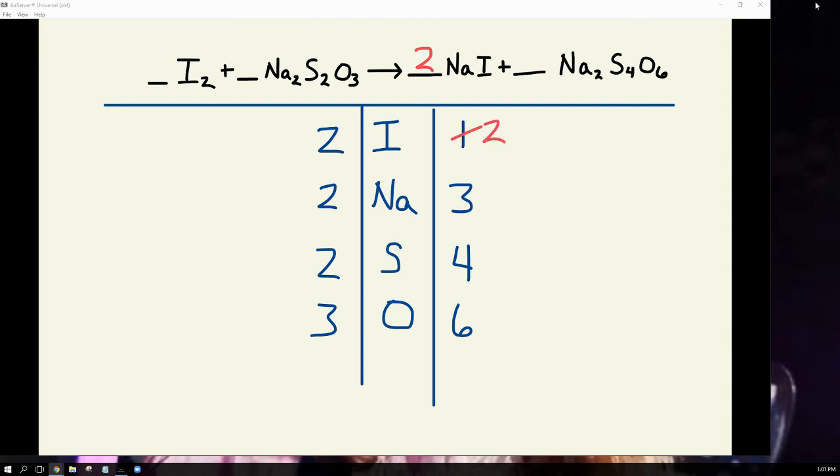But that also changes my sodium. I have 2 sodium here, and I have 2 sodium here. So 2 plus 2 is 4. Okay. So I'm going to undo something real quick. So I have 4 sodium. All right. And now I'm going to go in and I'm going to fix my sodiums. Okay. So I'm going to put a 2 here because 2 times 2 is 4. All right. That fixes my sodiums.